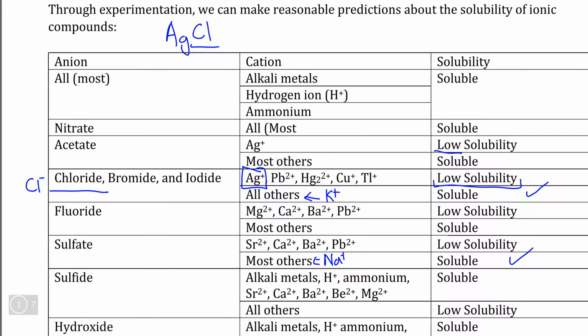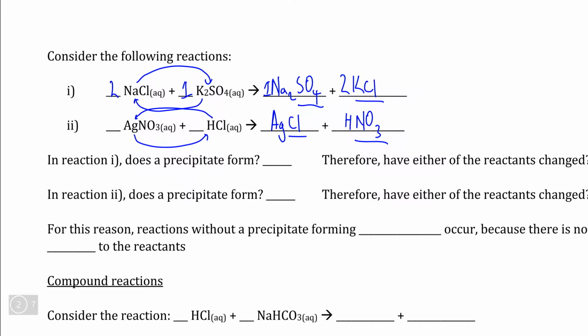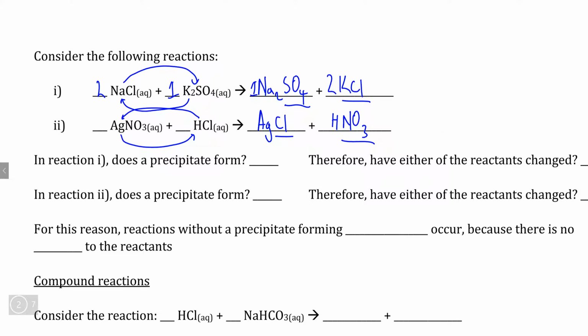Next, we can go up and check nitric acid. Nitrate is an easy compound to check because pretty much every cation that is paired with nitrate is going to be soluble. Therefore, HNO3 is also going to dissolve. So if we go back to our reactions, we can put the states of matter in, where silver chloride is the only precipitate we're going to get, and every other compound is going to stay dissolved in water. Therefore, in chemical reaction number 1, there is no precipitate that forms.